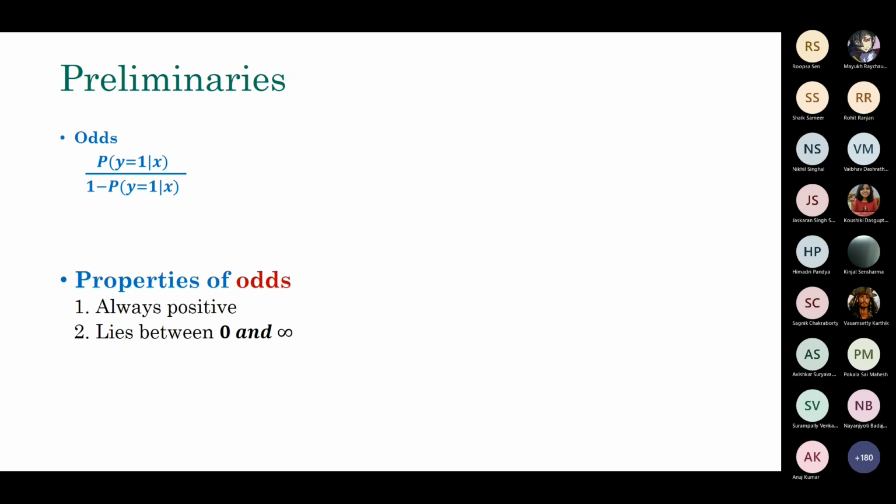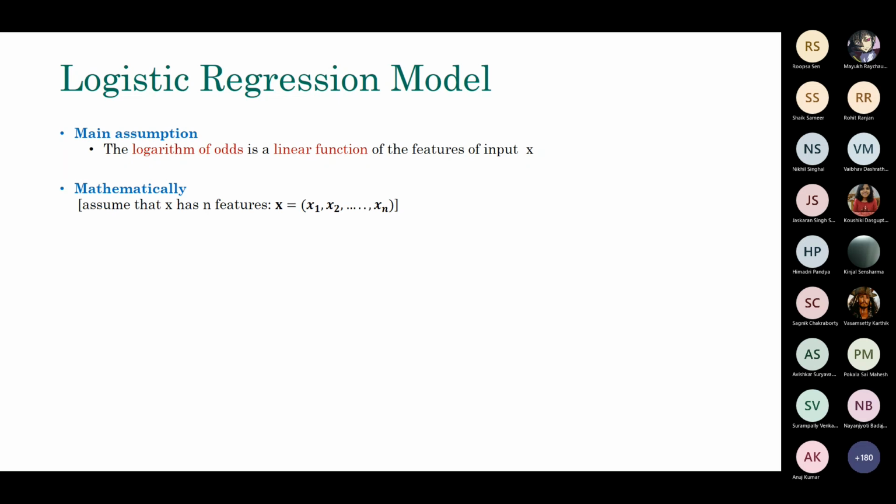Okay, so we are going to play with these odds in order to figure out the functional form of logistic regression. The main assumption, and again this is an assumption, because in machine learning you make assumptions all the time, is that the logarithm of the odds we saw in the previous slide is a linear function of the features of input x. That is the assumption in words. Mathematically, assume that you have n features for a sample x.